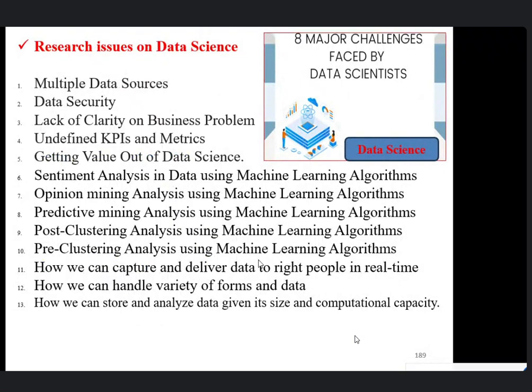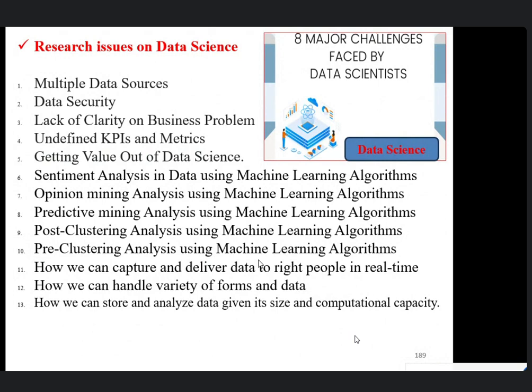Then, what are the research challenges according to the Gartner survey? We have 8 major challenges faced by data scientists till now. Multiple data sources means variety. You know variety, Ramchand? Can you repeat? Variety is all about different types of data, different file types. Correct. That is called variety, and that means multiple data sources.